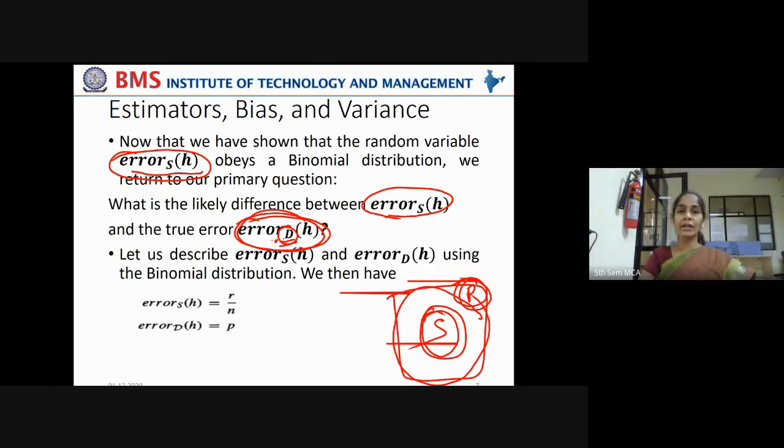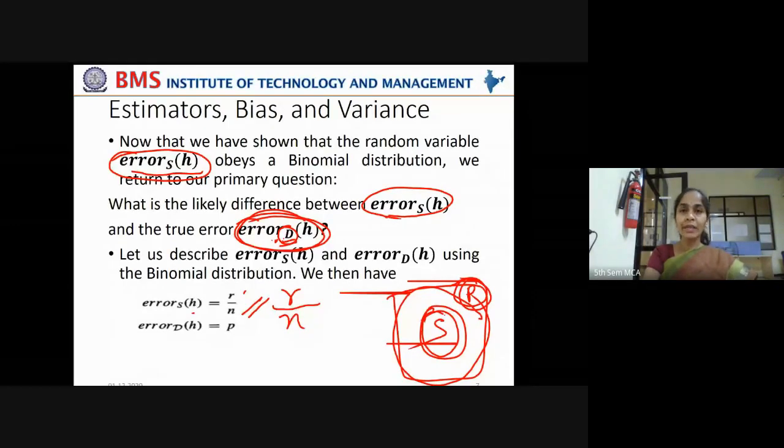So our question at hand is, what is the difference between sample error and the true error? That means, what is the difference between the model performing with the sample and with a new instance drawn from the larger population? That we are going to find out. Now let us describe error S of H and error D of H using the binomial distribution. What is the error S of H? The number of wrong predictions out of total data points n. So that is the error associated with the sample.